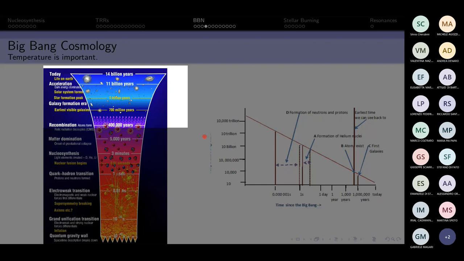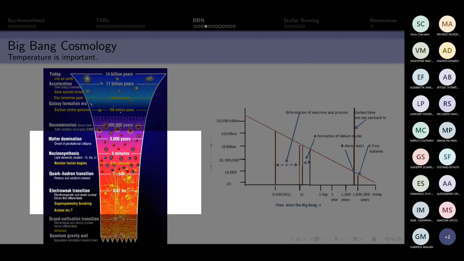Before recombination, it's a result of calculation. At least we can't see what happened, but we can detect it. And I'll talk about some of the tools we have to be able to detect it.